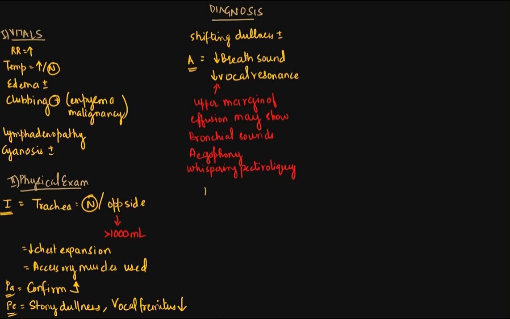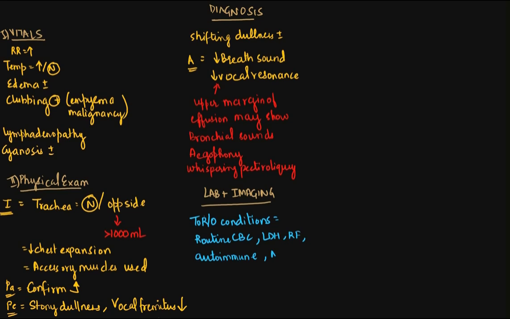Now coming to lab diagnosis and imaging, we usually take a blood sample to rule out the causes of pleural effusion. So the tests we may need to do include routine complete blood count, LDH, rheumatoid factor, autoimmune profile, NT-proBNP. Now a value greater than 1500 picogram per ml is highly suggestive of congestive heart failure. ABG.